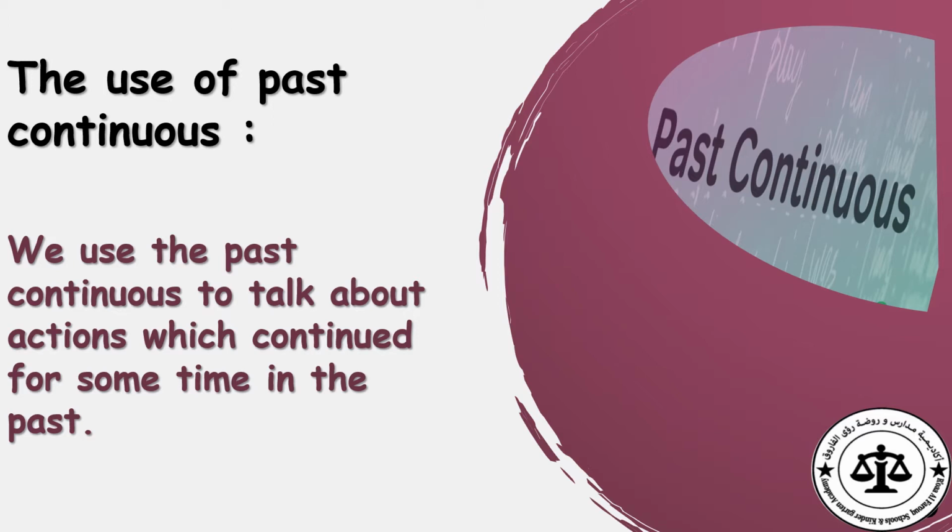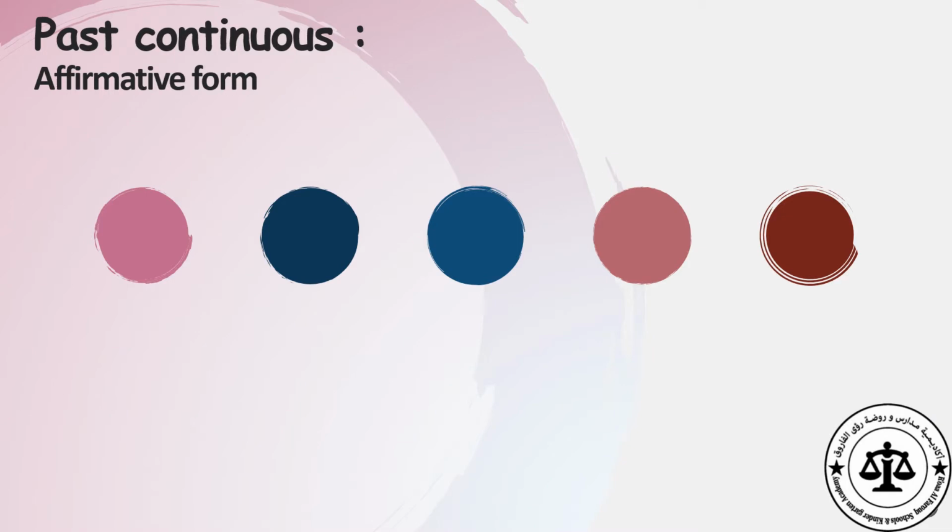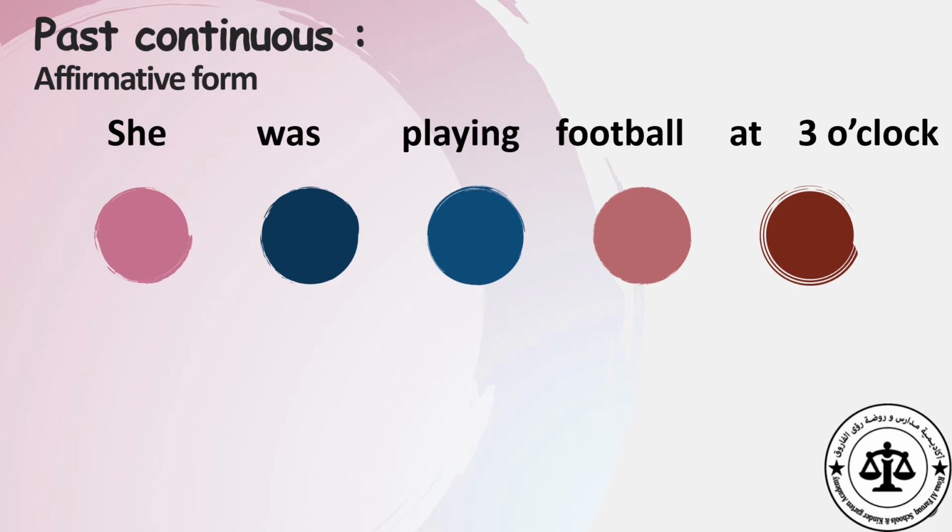Let's take examples to recognize its form. Look at this example. She was playing football at 3 o'clock. She started playing football in the past and continued at 3 o'clock. Okay, she is the singular subject, so we have to use was. If the subject is plural, we use were. Was and were are the helping verbs in the past continuous.